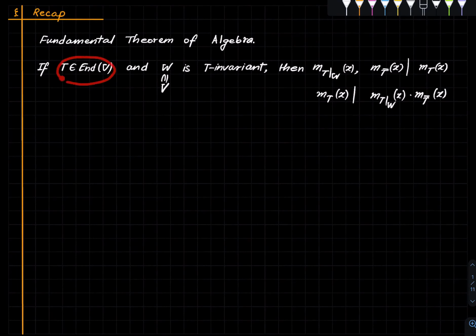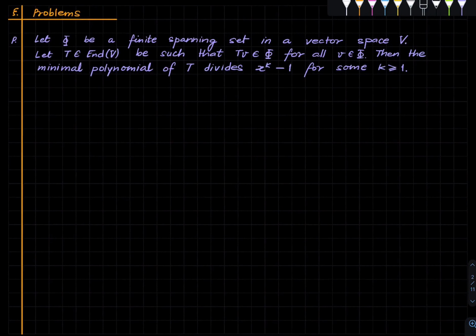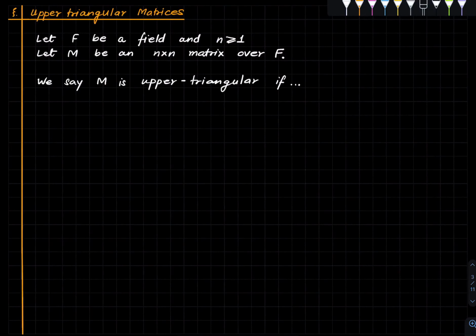Another fact that we need is that if we have an endomorphism T on a vector space V, and everything is finite dimensional as always, and W is a T-invariant subspace of V, then the minimal polynomial of the restriction of T on W and the minimal polynomial of the endomorphism induced on the quotient V mod W, we have discussed this several times, divide the minimal polynomial of T, and the minimal polynomial of T divides the product of these two polynomials. So these are the facts, and there is only one problem just for practice. And now let us get started.